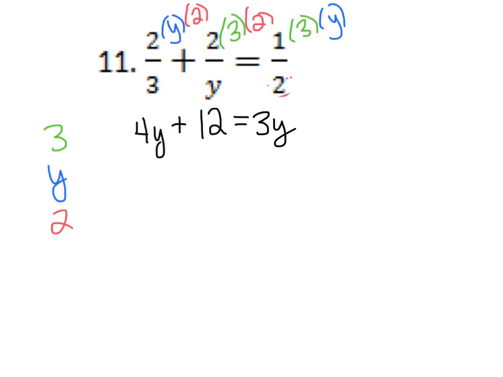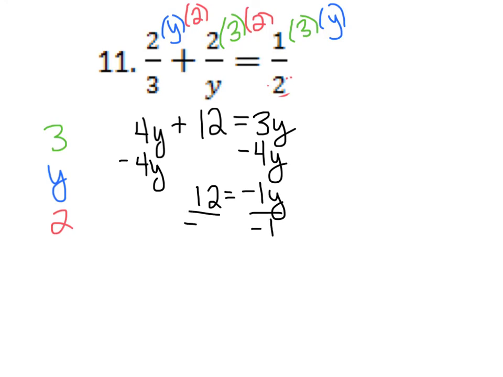And now we start solving. Typically we would move the 3y over since it's smaller, but if I move it over, there's nothing left here. So I'm going to go ahead and move the 4y over. And it's positive, so I'm going to subtract it. So I have 12 equals negative 1y. Y is not by itself yet, so we're going to divide both sides by negative 1. So I have negative 12 equals a positive y.